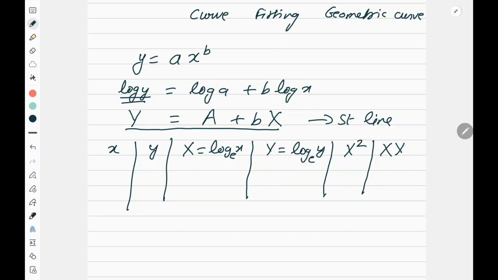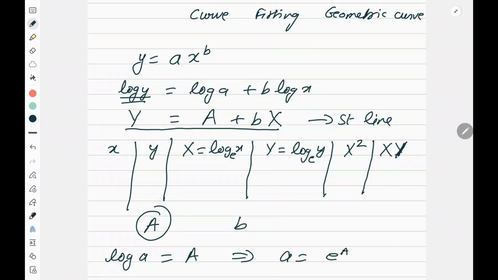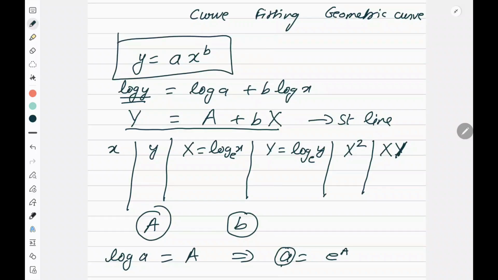So these columns you will find out and then add up, and substitute the values in this to get the value of capital A and small b. Now small b is fine. For capital A, log a is equal to capital A implies small a is equal to e to the power A. So I'll get the value of small a. Now this value of small a and small b I will substitute here to get my answer.